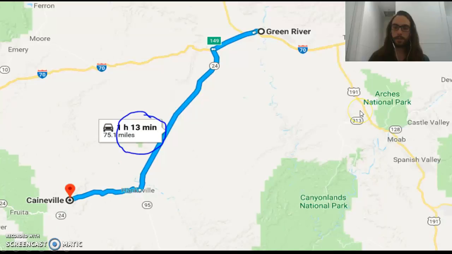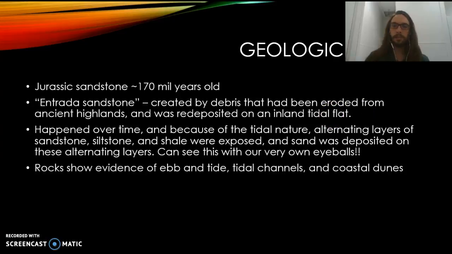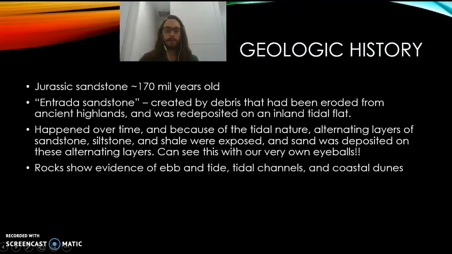Next. So let's go over the geologic history of Gob Valley. So the bedrock of this area is Jurassic sandstone. That means it was deposited in the Jurassic time period, about 170 million years ago. So that's a long time. It's called Entrada sandstone. There are different layers of rock that were deposited over different time periods, and we have different names for all of them.